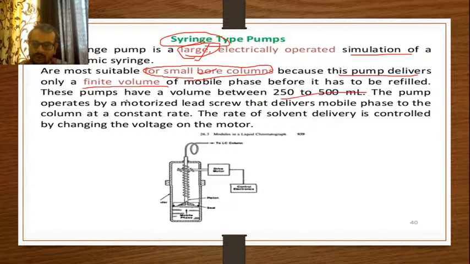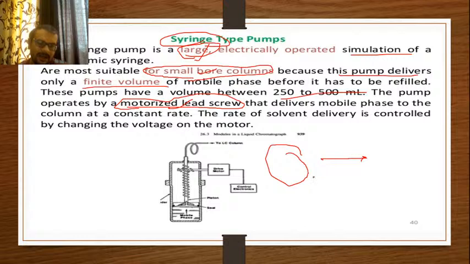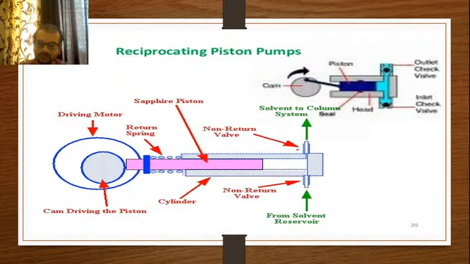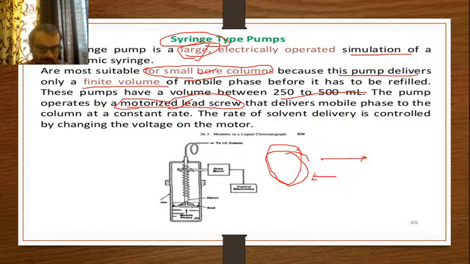The pump operates by a motorized lead screw. This motorized lead screw leads to the back and forth movement of the hypodermic syringe. It is just like the motor driven piston in our reciprocating pump, which generates the back and forward movement of the piston. In the same way, this syringe type pump is supported by the motorized lead screw and delivers the mobile phase to the column at a constant rate.